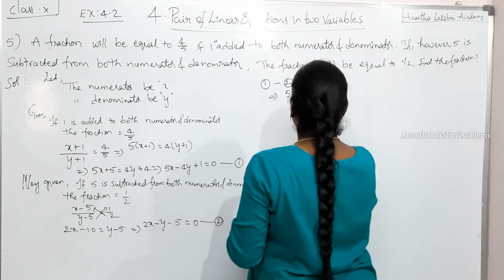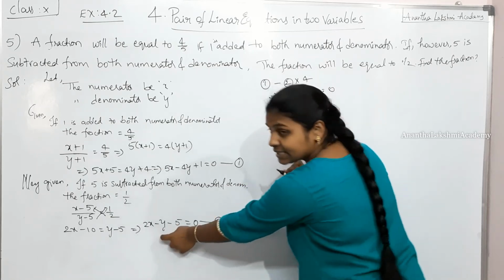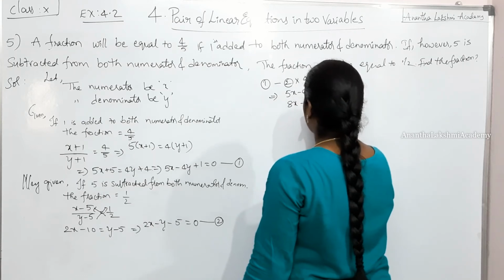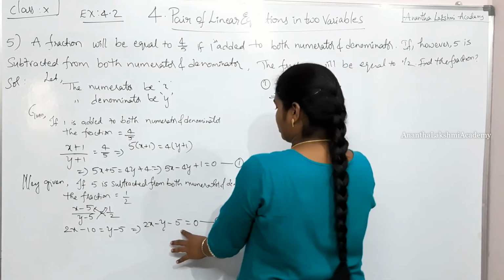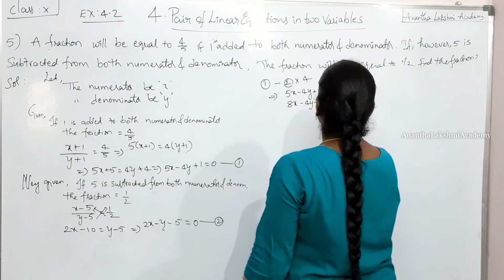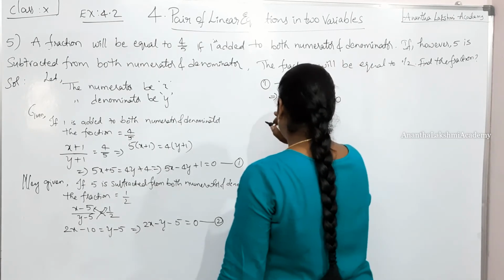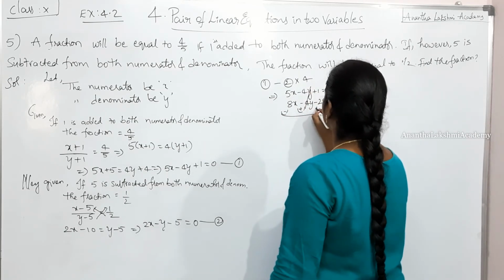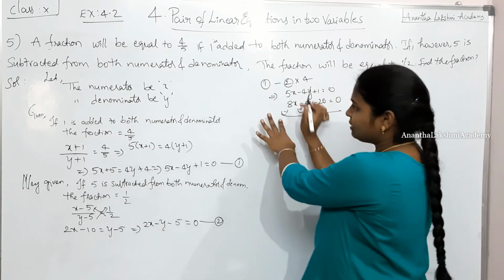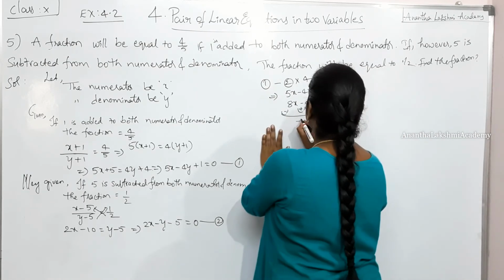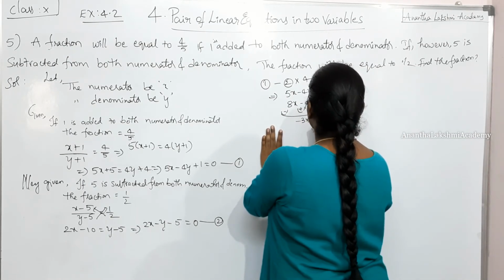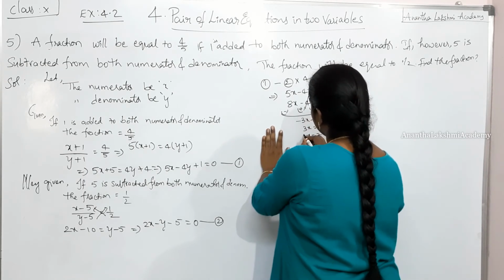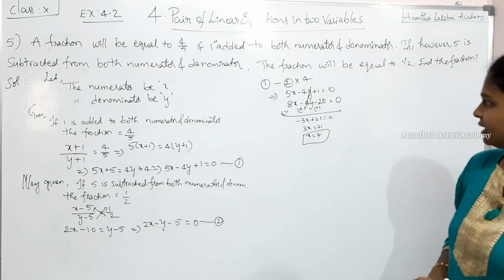5x minus 4y plus 1 is equal to 0, and this equation is being multiplied with 4. So this is going to be 8x minus 4y minus 4 5s are 20 is equal to 0. So since this is the subtraction, the signs are going to change, and this is going to be minus 8x plus 5x, minus 3x plus 21 is equal to 0, which is nothing but 3x is equal to 21 and x is equal to 21 by 3, which is 7.